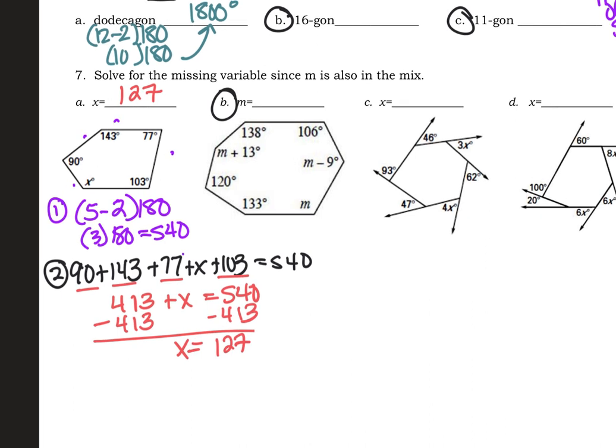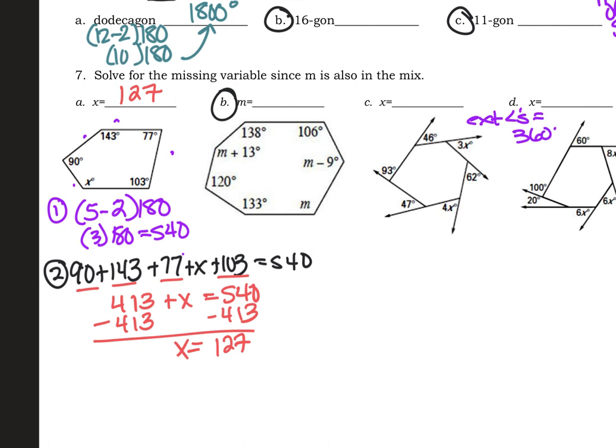So the difference between the interiors and the exteriors is that the interiors, these are all inside. So all of these angles have to just equal 540. But if we look at this one here, all the angles are on the outside, right? On the outside, it doesn't matter how many sides you have. On the outside, the total, your exterior angles should always equal 360 degrees.